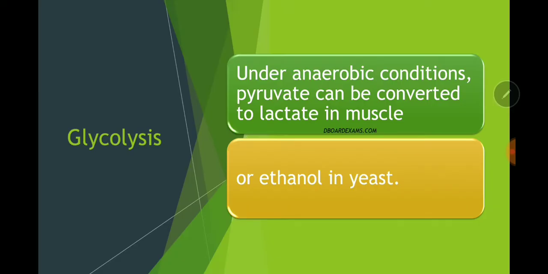All right. So let's look at glycolysis. Glycolysis occurs in anaerobic condition. And in anaerobic condition, in the absence of oxygen, you can only make pyruvate, okay? And then which is converted, if it's in the muscle, you're going to form lactate.